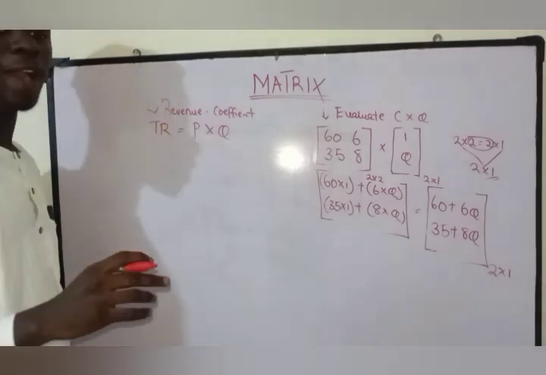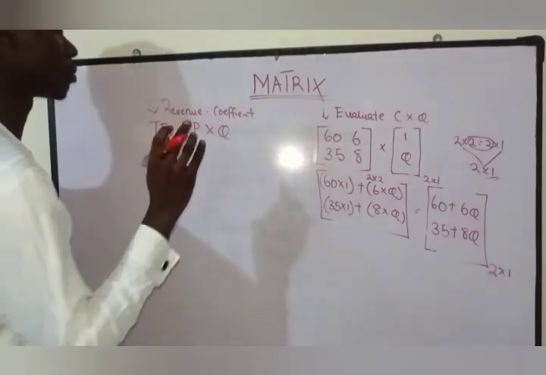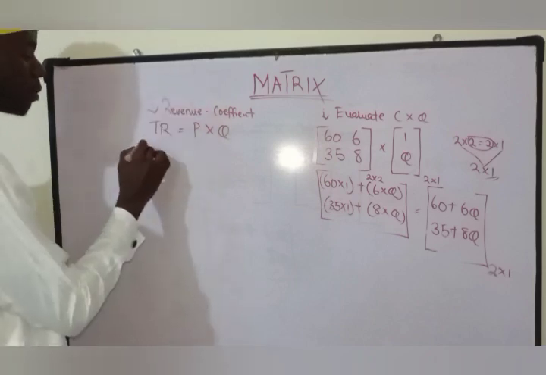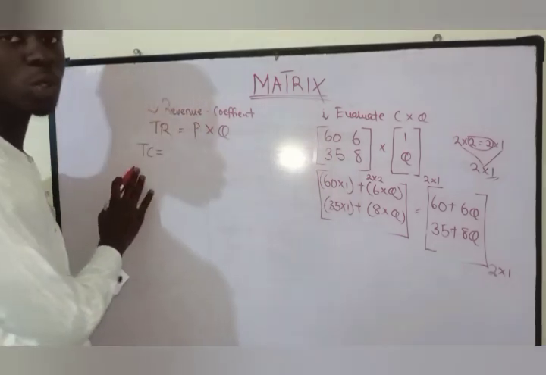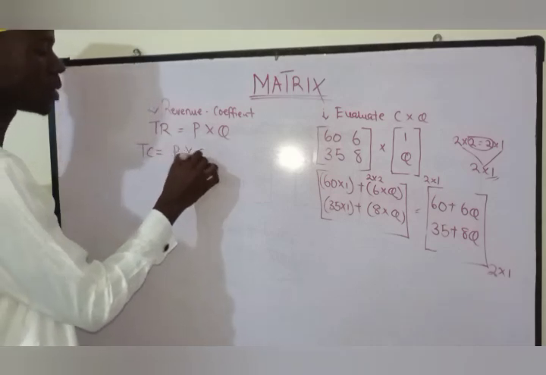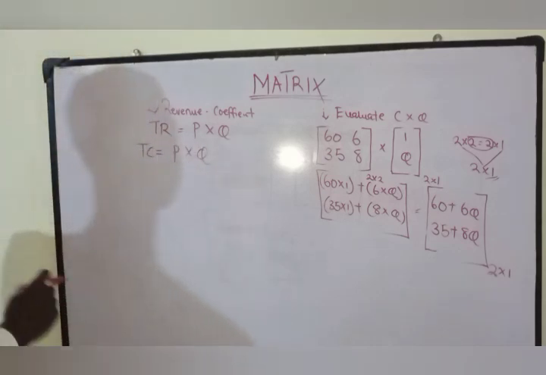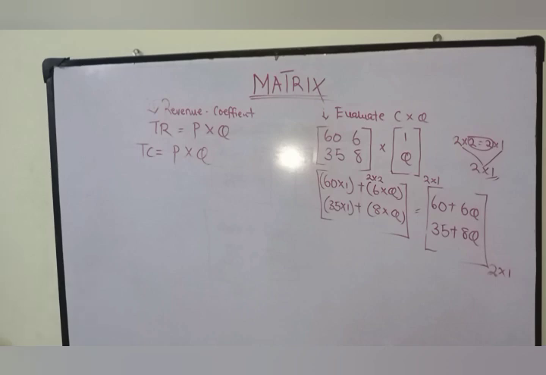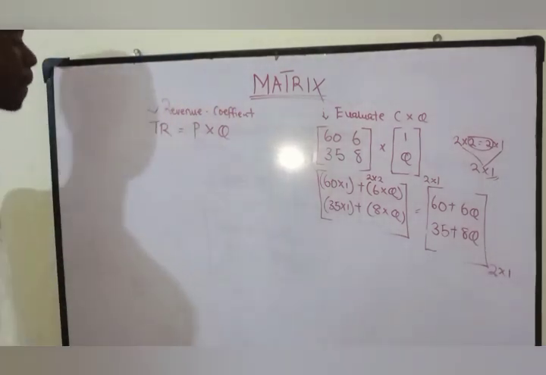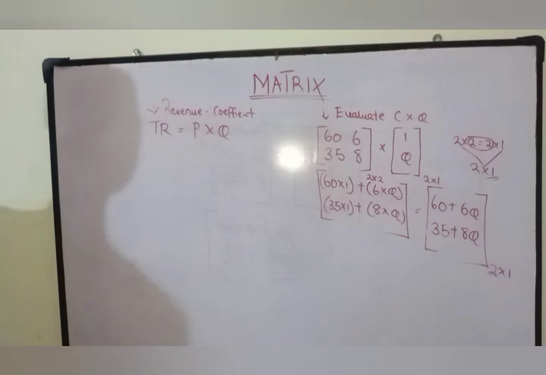Let's assume they ask you to find the total cost. If the total cost was not given in the question, it is also price multiplied by what? Multiplied by the quantity. But we are solving the total revenue.